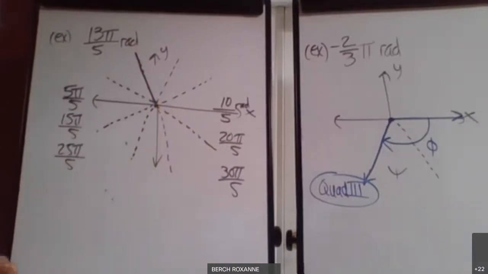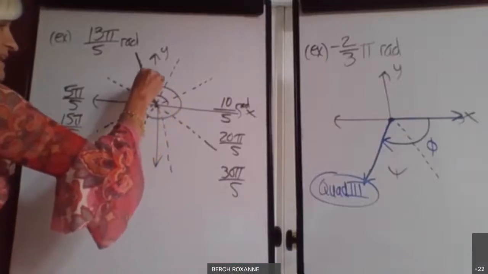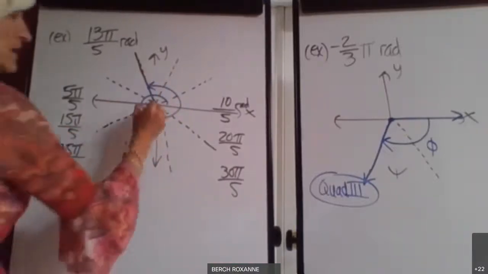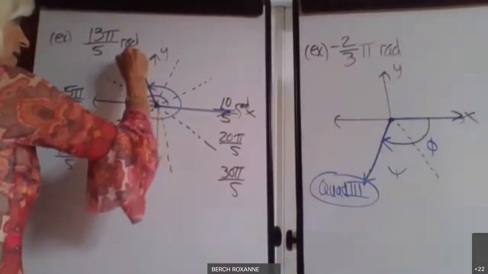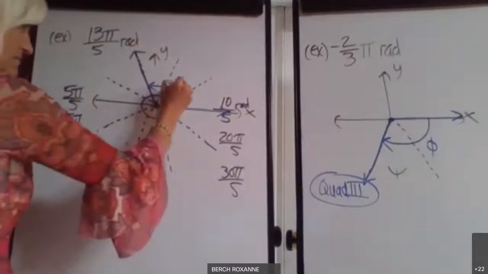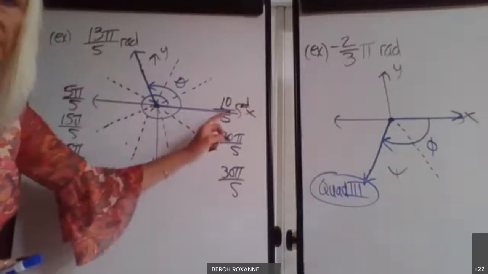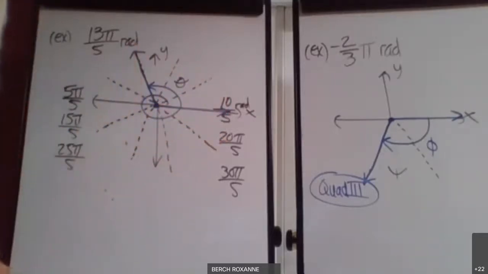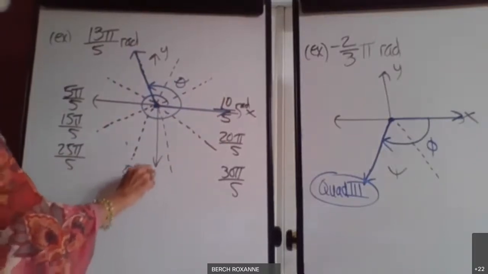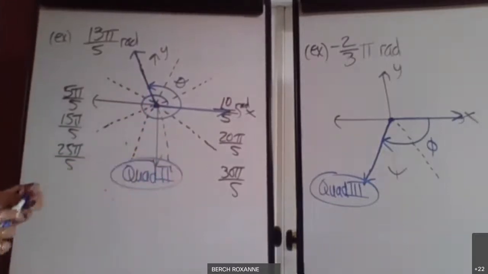So watch how I draw this. We made one full revolution and had to come back to here, right? Yes, no? Yeah. So one full revolution was 10 pi over 5 radians, 10, 11, 12, 13 pi over 5 radians. And what quadrant is this in? 2. It's where the terminal side lies, and it is quadrant 2.